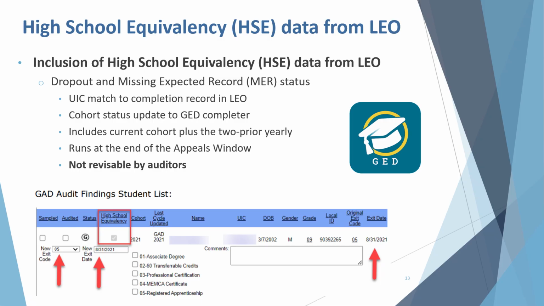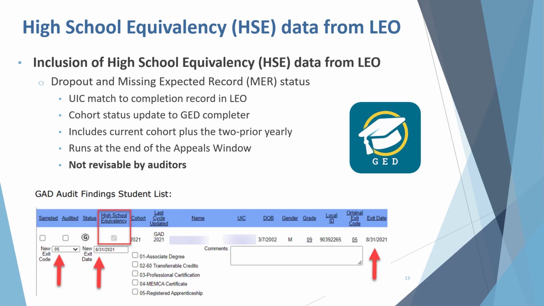As I mentioned earlier, we do automatically input data from the Labor and Economic Opportunity Department, and it is matched to students assigned to the active cohort years that we are running rates on. And it applies to anyone who has a cohort status of dropout or missing expected record, or we also call them MERs, if they have been identified as receiving a high school equivalency.